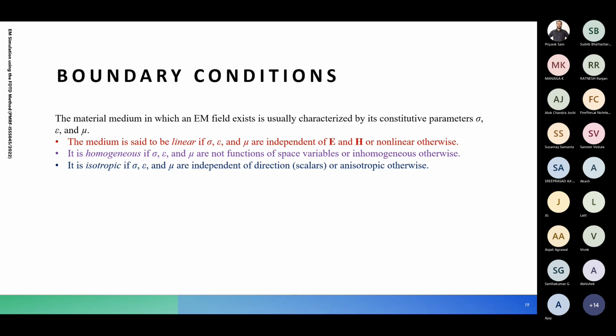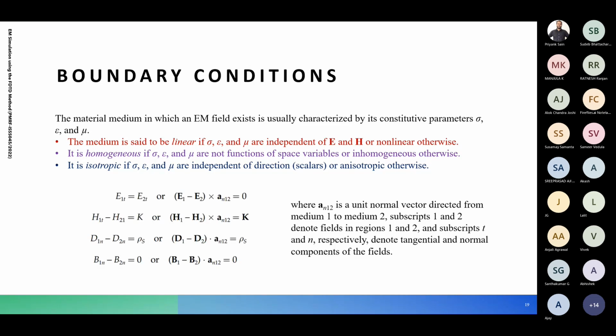What do we have in isotropic media? If sigma, epsilon, and mu, the constitutive parameters, are independent of the direction in the medium. If epsilon or mu is different for different directions, then the medium is said to be anisotropic. And if they are the same for all directions, they are said to be isotropic.